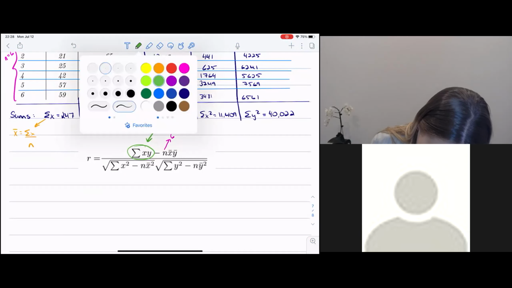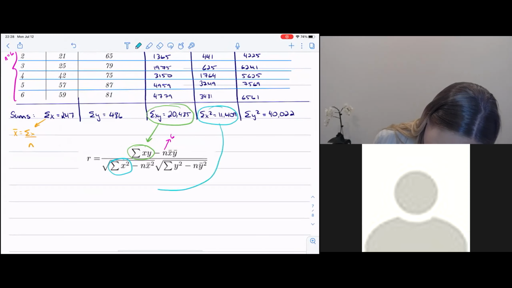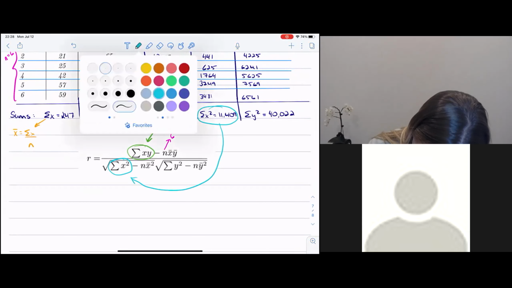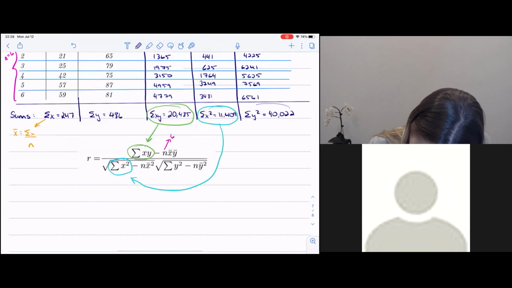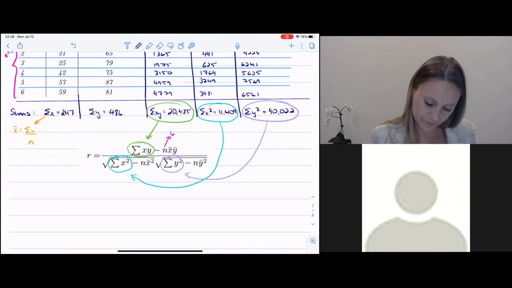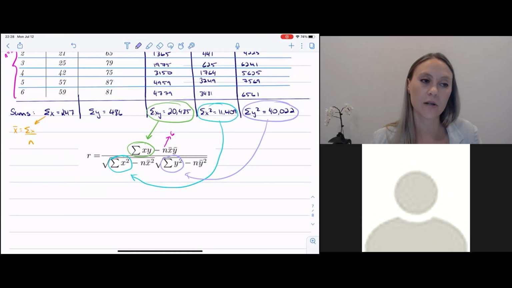Running out of colors here. Oh, here's a fun palette. The sum of the x's squared would go there, so it takes that whole area, and then the sum of the y's squared going here. I'm going to calculate the x bars and the y bars, and then I'm going to plug them in. And then what I want you to do, because you are going to have to do this calculation by hand, is really important that you know how to do it.